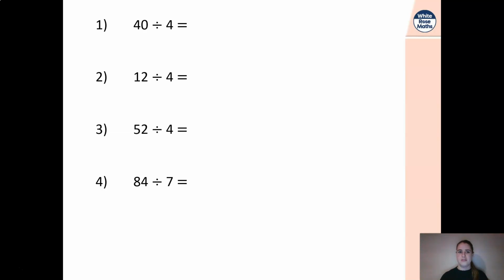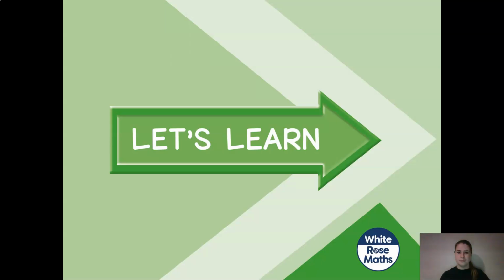Okay, 40 divided by 4, easy peasy, is 10. 12 divided by 4 is 3. Now, number 3, 52 divided by 4. Now, you might notice, the answer is 13. And 13 was the sum of 10 and 3. And that's because 40 add 12 gave us 52. So 52 divided by 4 was those 2 answers combined. And 84 divided by 7 is going to give us 12. So well done if you noticed that spotting of that pattern.